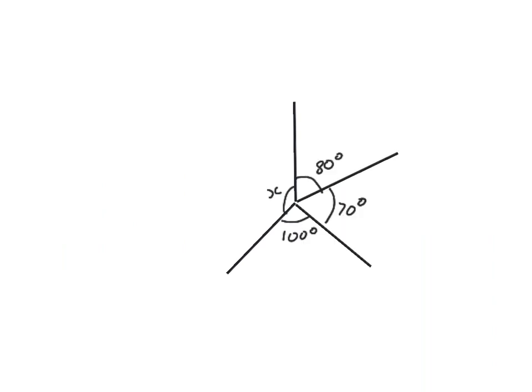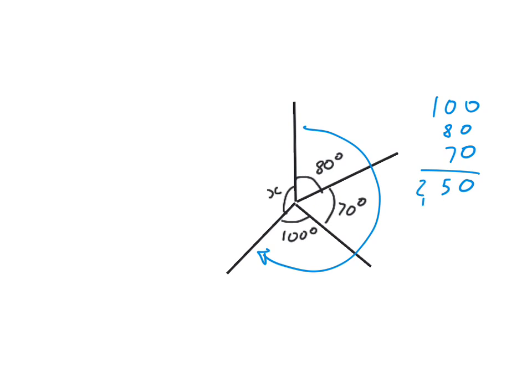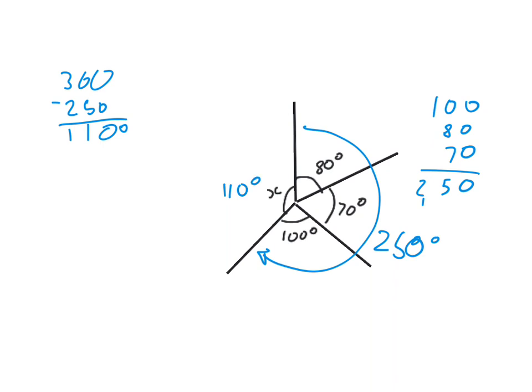Now here we've got another one, we've got some more here. And we know the drill by now. We're going to add these all up and take it away from 360. Okay, so 100, add 80, add 70. 8 add 7 is 15, 1 add 1 is 2. So I know that these 3 add up to 250 degrees. 360 take away 250 is 110 degrees. So X is 110 degrees.